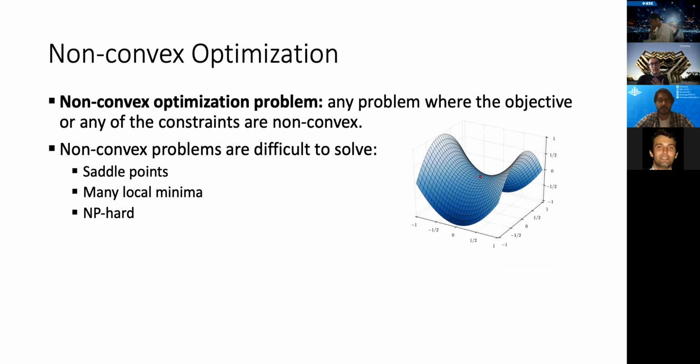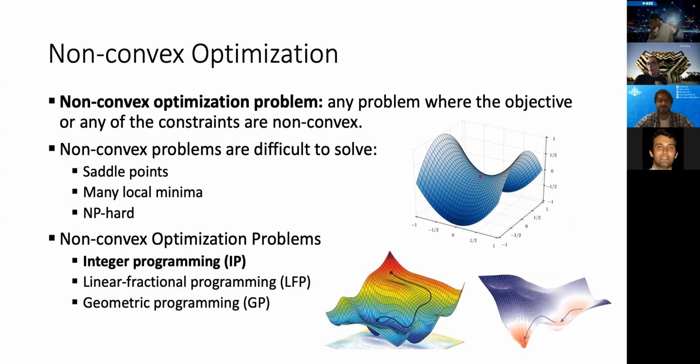They're at least NP hard, and there are saddle points. For instance, a neural network is a really great example of a non-convex problem, which comes from machine learning. As I mentioned, you can model any machine learning problem, in fact. We will focus on integer programming, but know that there are different kinds of problems, such as linear fractional programming, geometric programming, and so on.